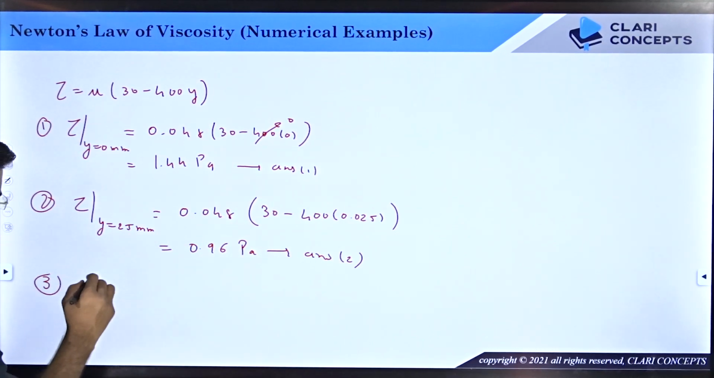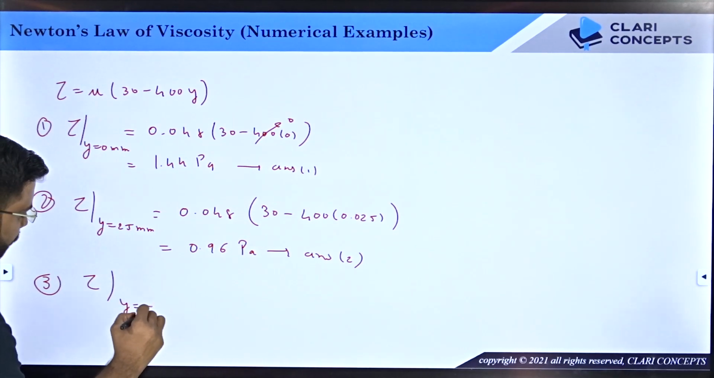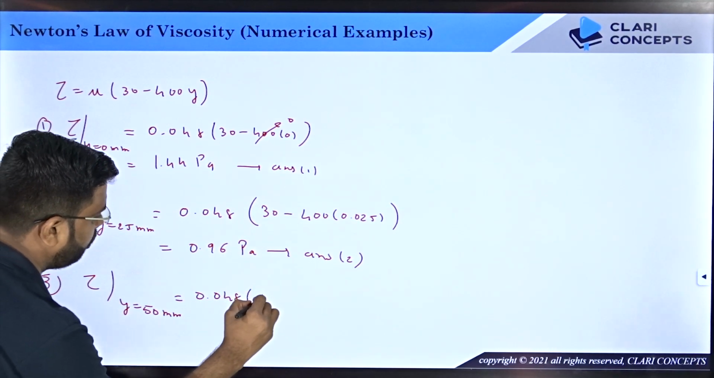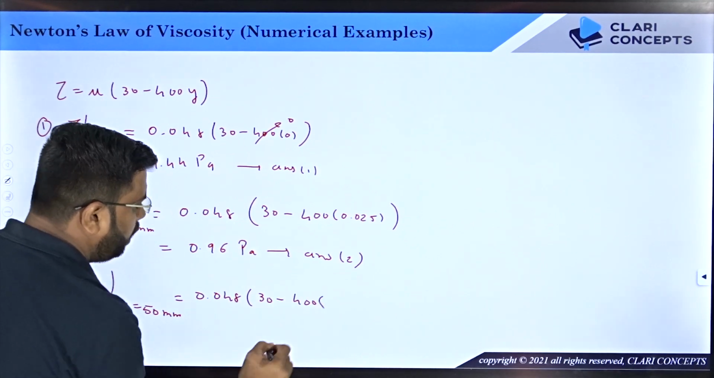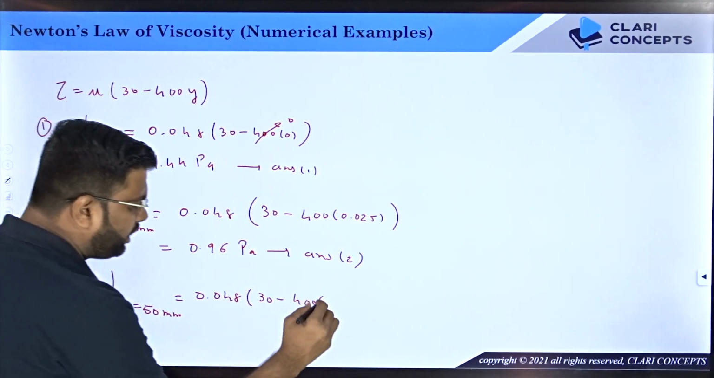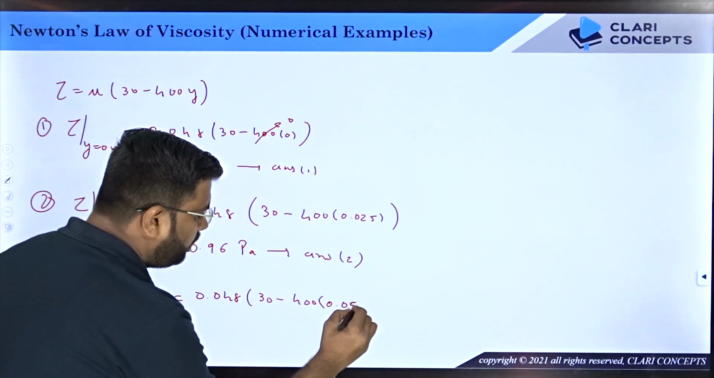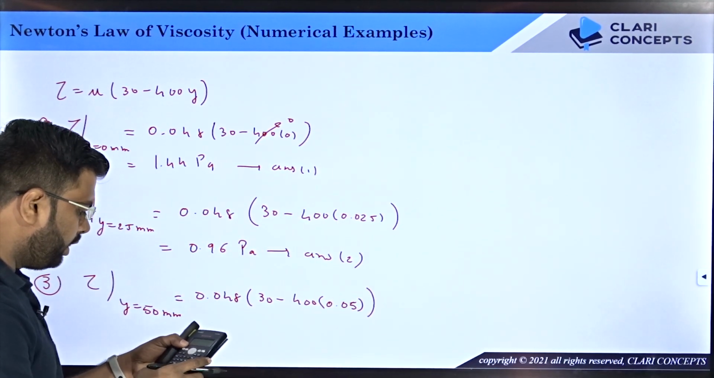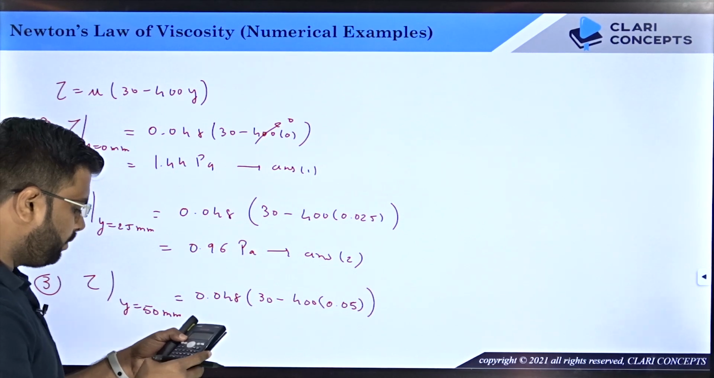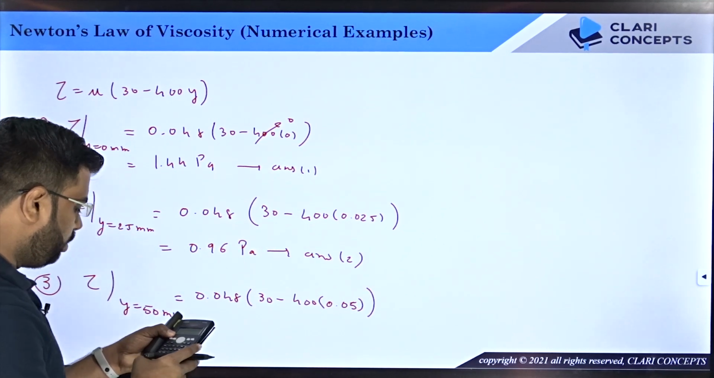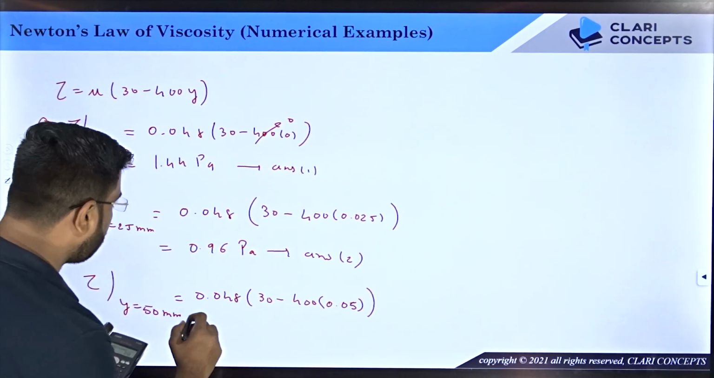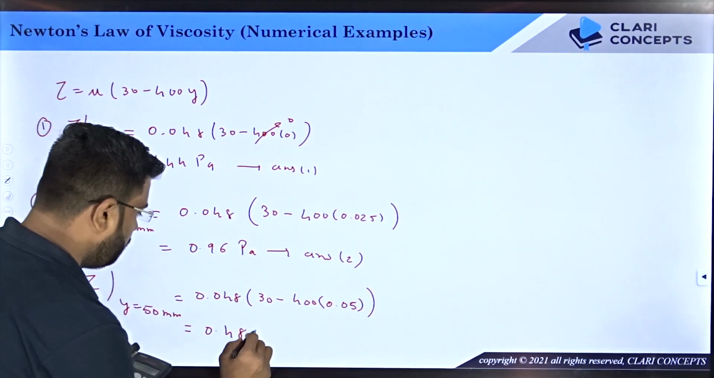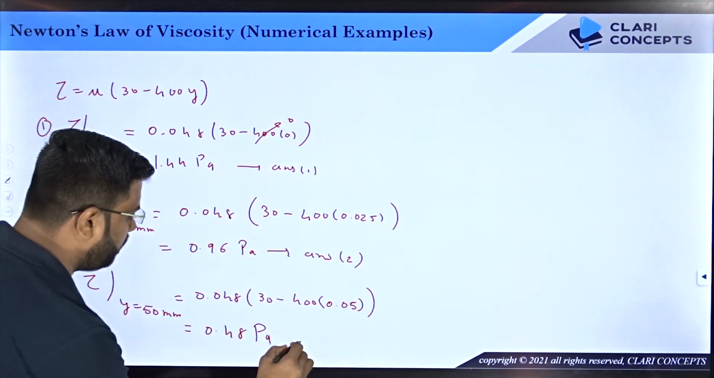Then third, tau at y equals 50 mm. You will calculate 0.048 into (30 minus 400 into y). You will substitute the value of y in terms of meters. So 50 mm will be 0.05 meters. So this will be 400 into 0.05, 30 minus the answer, into 0.048. This will be 0.48 pascals. Right, answer number 3.